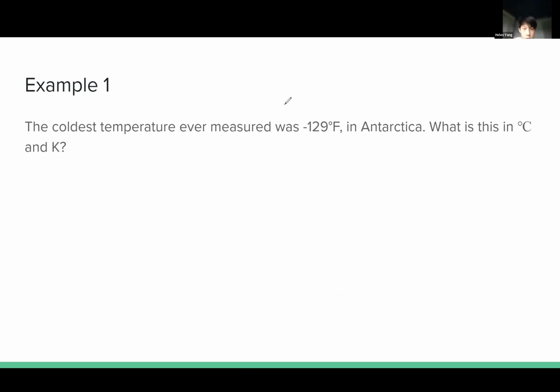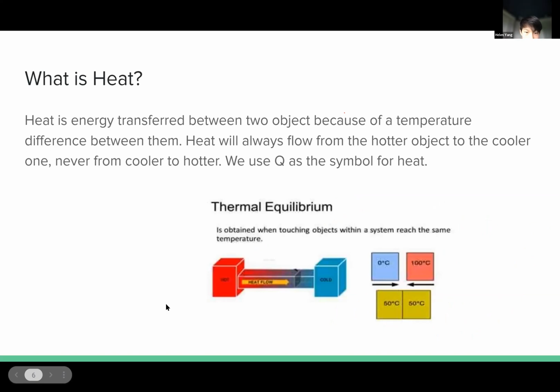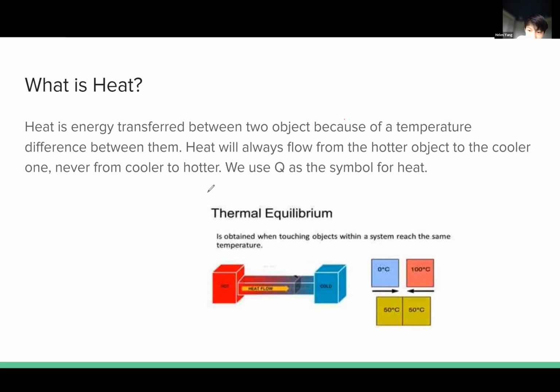Now we can move on to what is heat? So heat is energy transferred between two objects because of a temperature difference between them. Heat will flow from the hotter object to the cooler one, and never from the cooler one to the hotter one. And we use Q as a symbol for heat. So you can see here that it goes from hot to cold, and then it eventually reaches equilibrium, like here. Thermal equilibrium is obtained when touching objects within a system reach the same temperature.